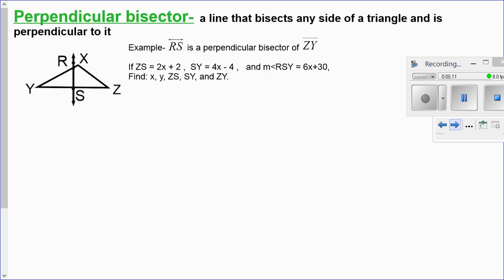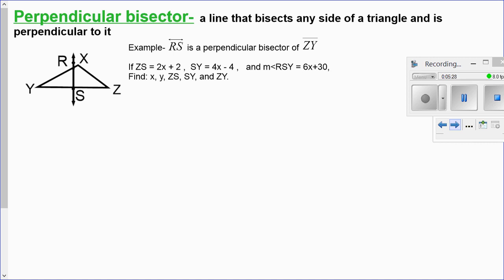So let's take a look at a few of those terms in action. Let's take a look at perpendicular bisector. So we know what it is. Let's see how we would use it. Looking at this example, it says that line RS is a perpendicular bisector of segment ZY.